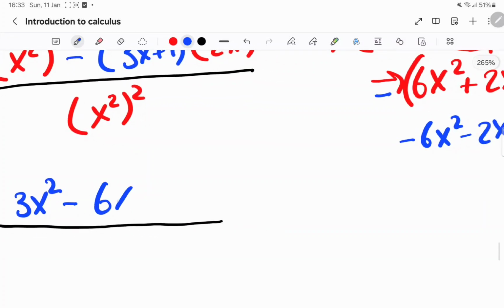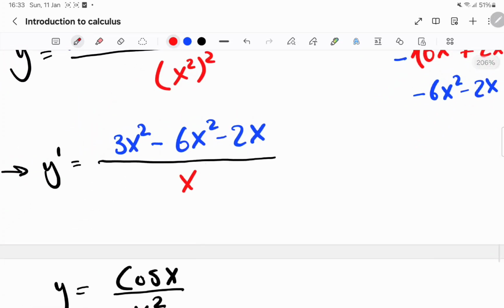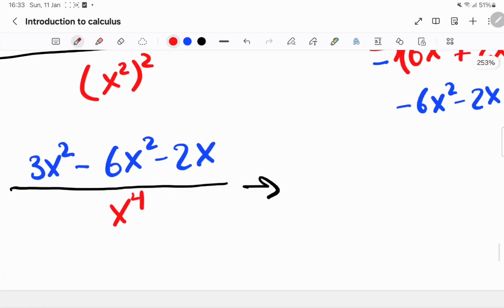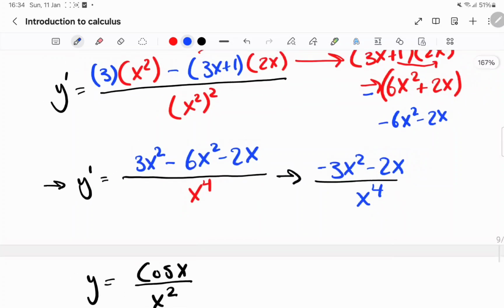Okay, we have 3x squared minus 6x squared minus 2x over x to the 4. So our final answer would be negative 3x squared minus 2x over x to the 4, and you can leave it like that.